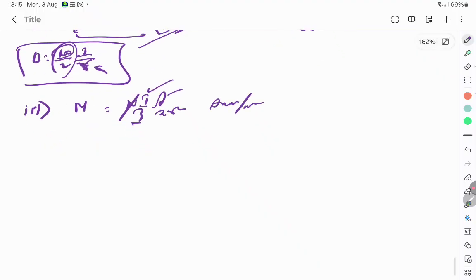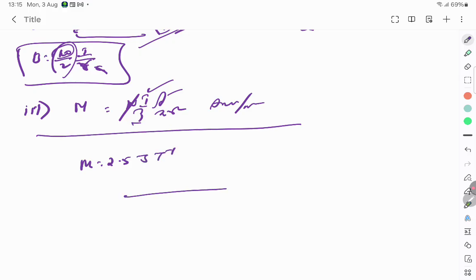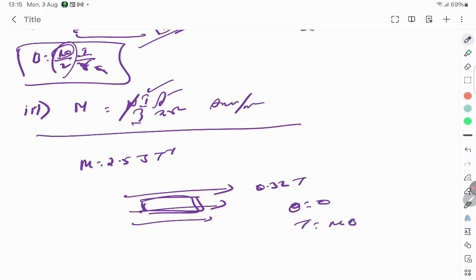The next question is, a bar magnet of magnetic moment 2.5 joule per Tesla lies along the direction of a uniform magnetic field of 0.32 Tesla. Lying along the direction means the bar magnet and the field are parallel to each other. So theta is equal to 0. Torque is mB sin theta. The magnetic moment is in this direction, from south to north, and the external field is also in the same direction. Okay, theta is equal to 0.